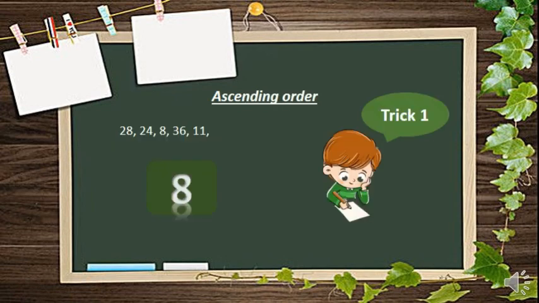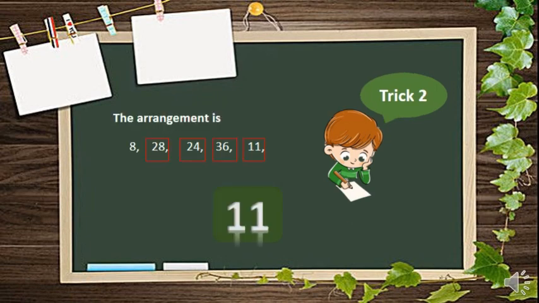Here is the example. Firstly, we will use the first trick, and the first trick is to count the digits. 8 is the one-digit number and the others are two-digit numbers. So 8 is the smallest number of the others. And the remaining numbers are 28, 24, 36 and 11. So we will apply the second trick, and the second trick is to compare the first digit. So 11's first digit is 1 and the other first digits are 2 or 3. So of course 11 is less than the others.